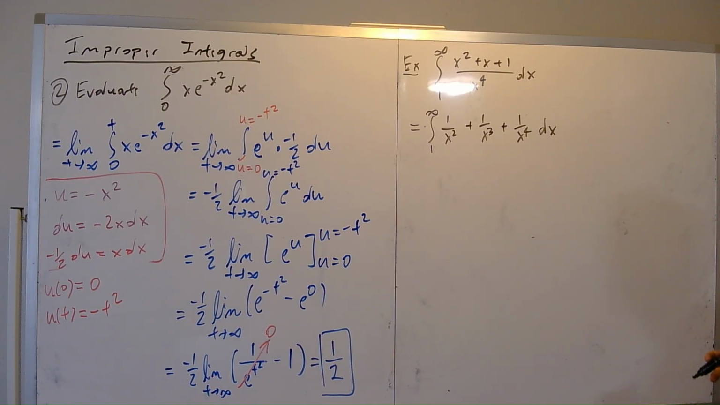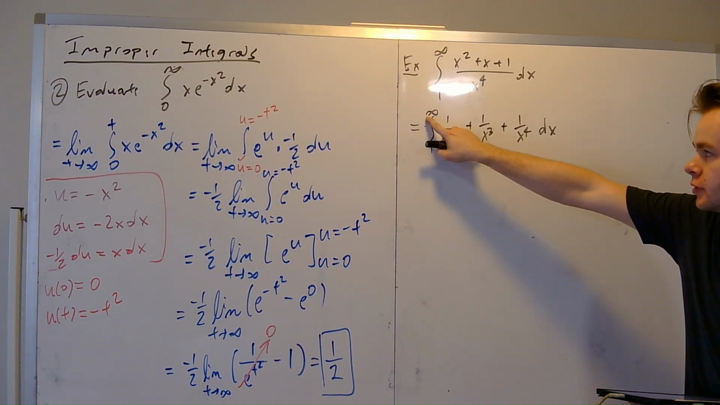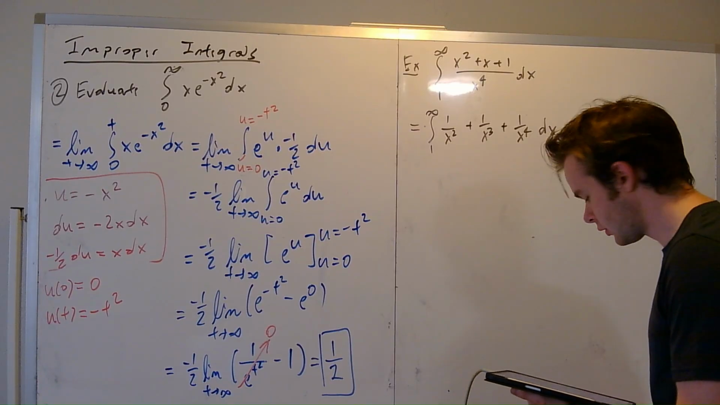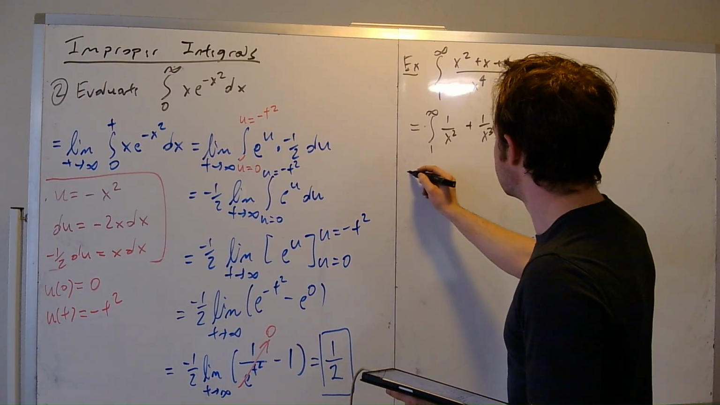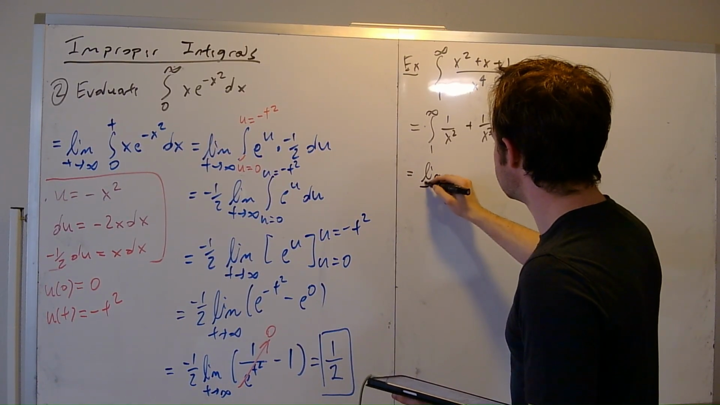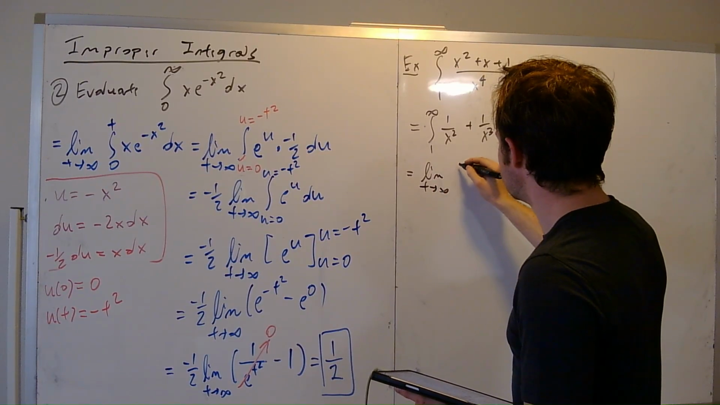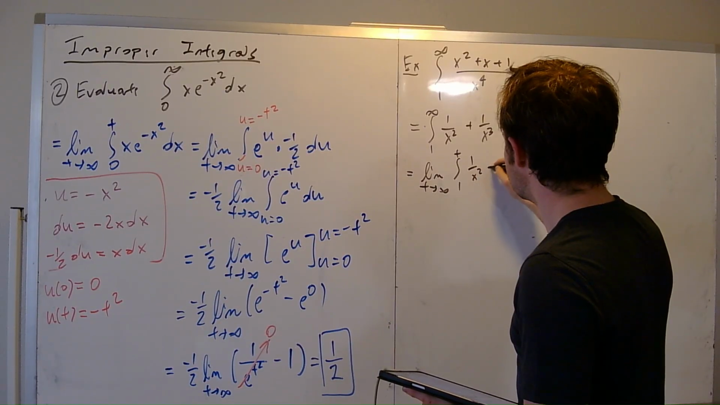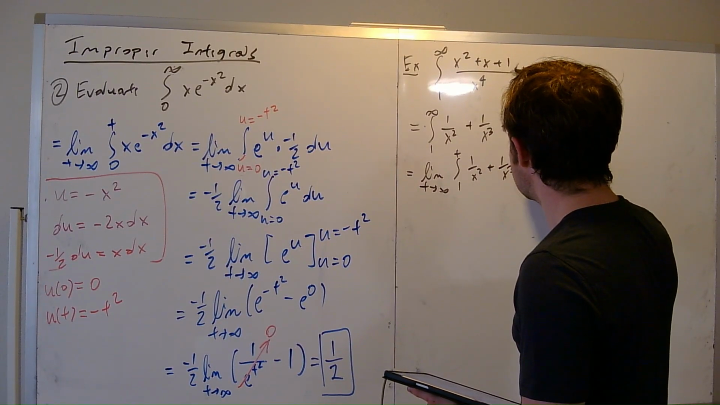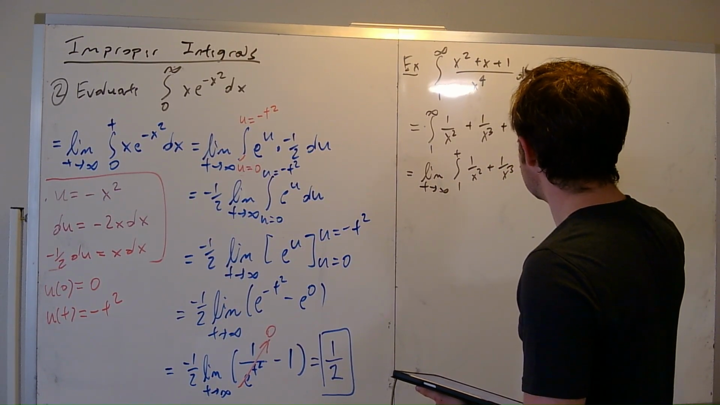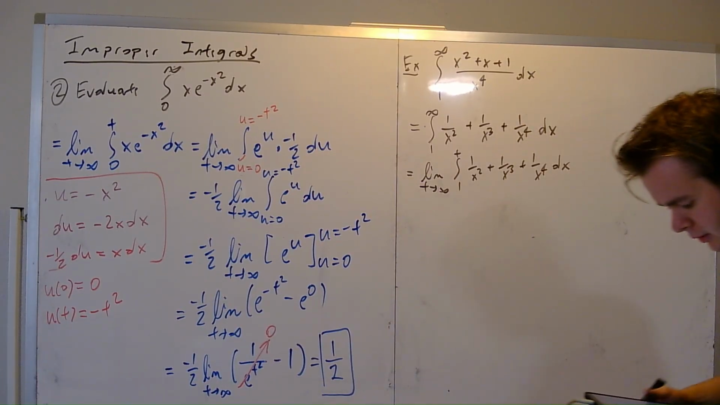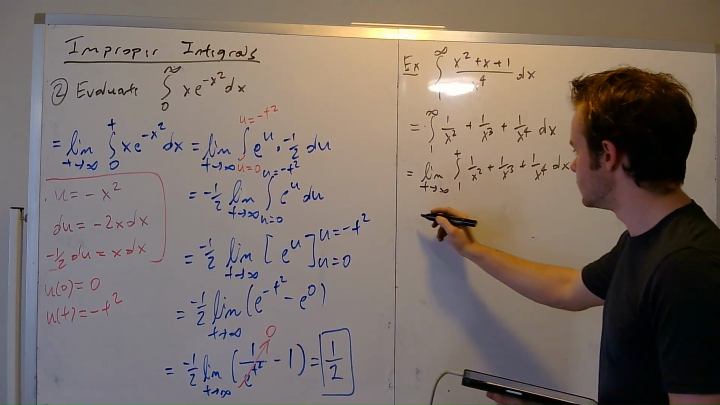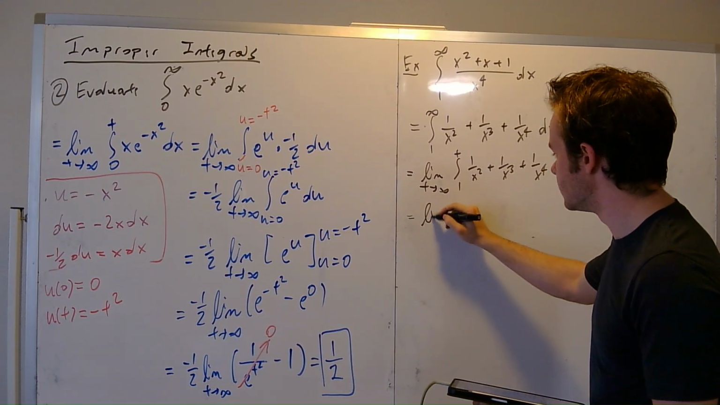But we said our strategy for this section was to replace this infinity sign with a t. So I'll go ahead and rewrite this as the limit as t goes to infinity of the integral from 1 to t of 1 over x squared plus 1 over x cubed plus 1 over x to the 4th dx. And now we need to take our integral. Well, let's actually rewrite our integral first, is what I meant to say.